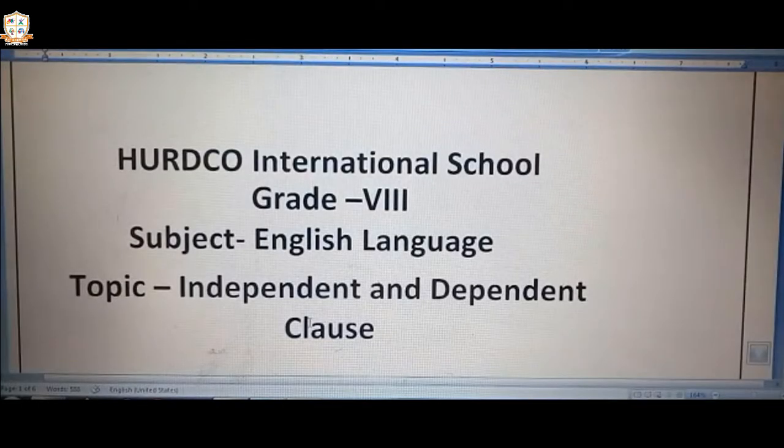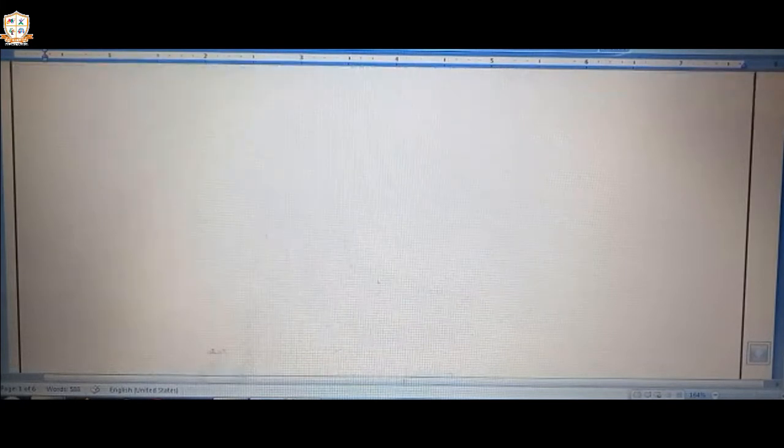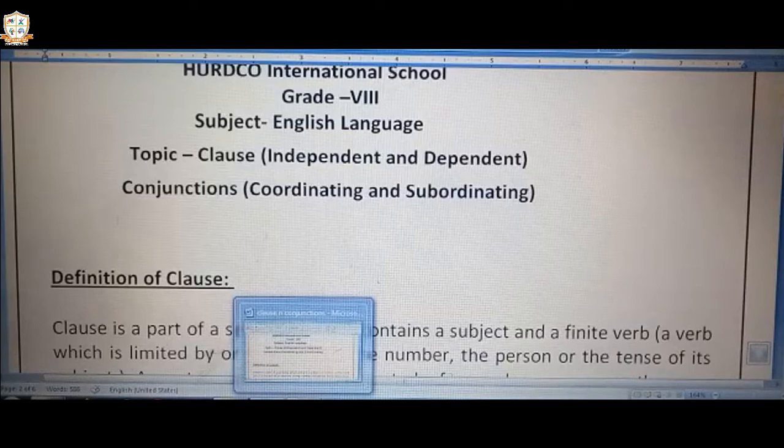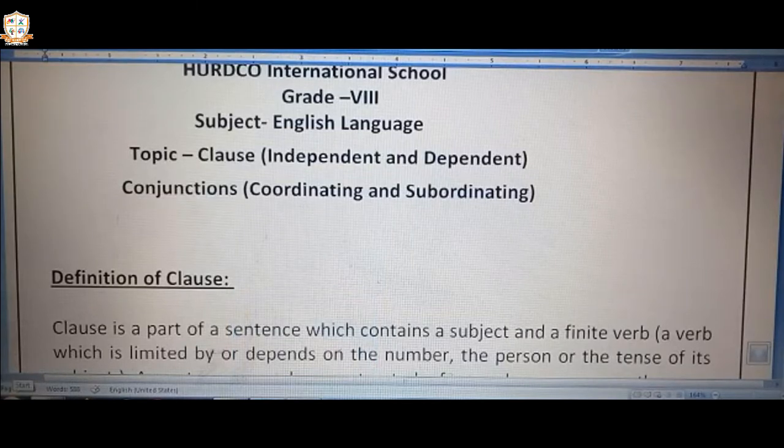Assalamu alaikum. Today the lesson of this video is independent and dependent clause. But to know this clause, we have to know coordinating and subordinating conjunctions also.